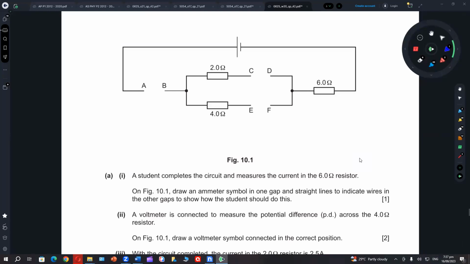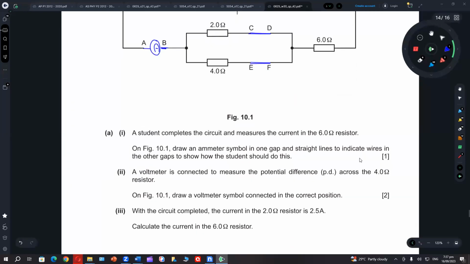So I put an ammeter here. The other gaps, let me put wires here. We do not need anything here, so we have put straight lines.